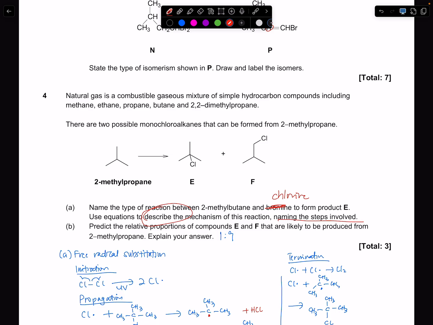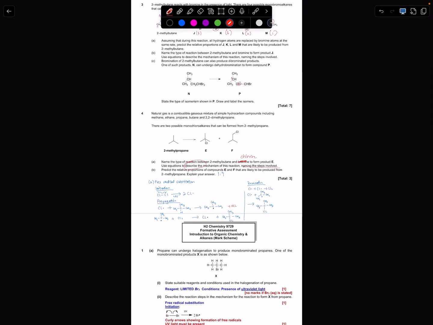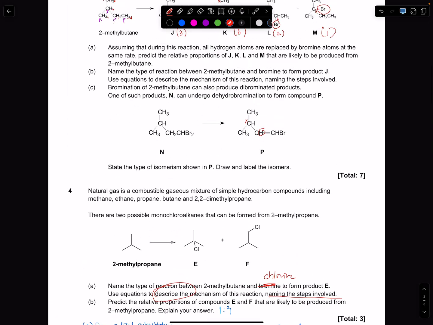Type of reaction, isn't it just substitution? Sorry? What type of reaction? You should name the type of reaction between 2-methylbutane and bromine. Free radical substitution. Isn't that free radical substitution for everything? Yeah.